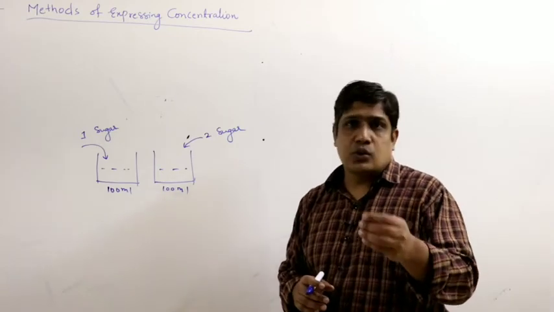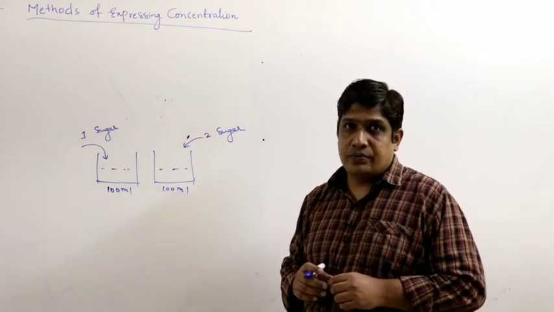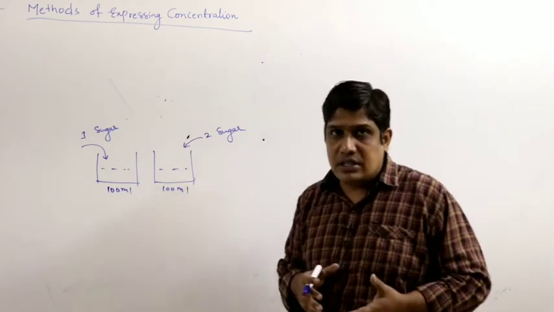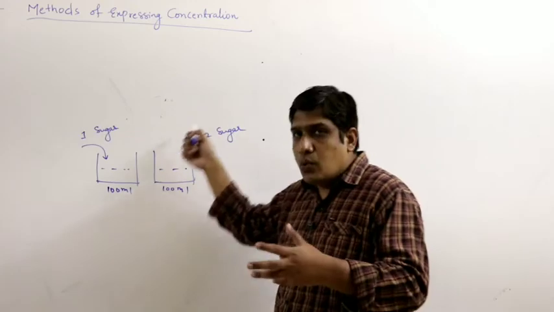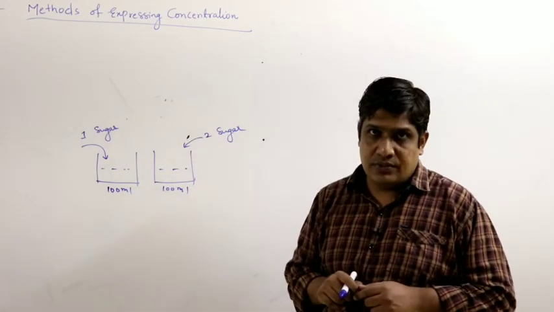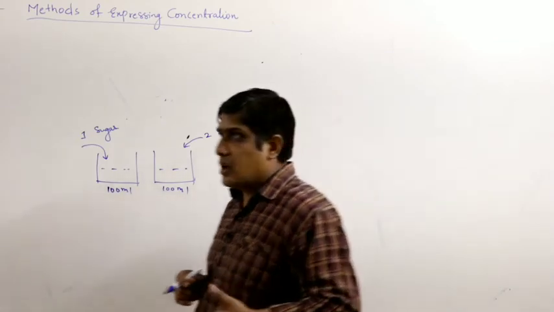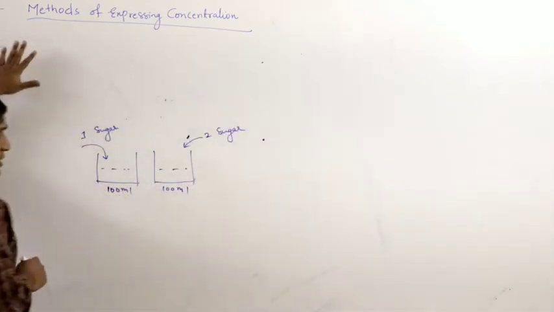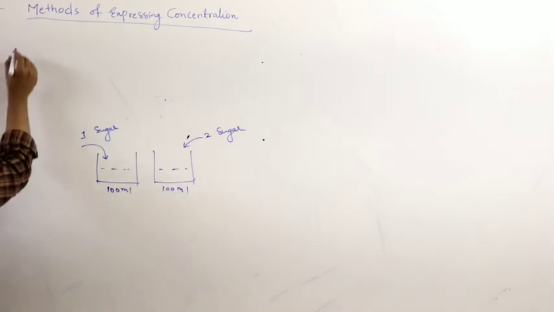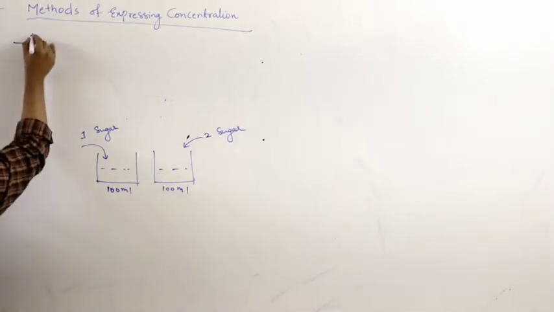So the amount of sugar per unit volume is higher here, and we say it is more concentrated. The reason is it contains more sugar per unit volume because you are dissolving more. To express these concentrations, there are different methods. So let us see what the different methods are.